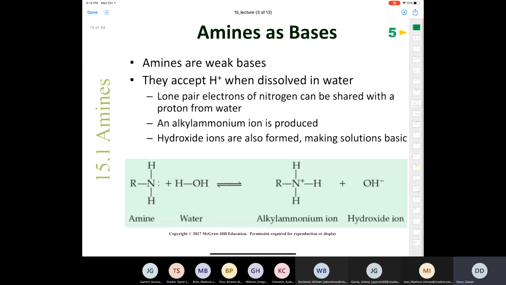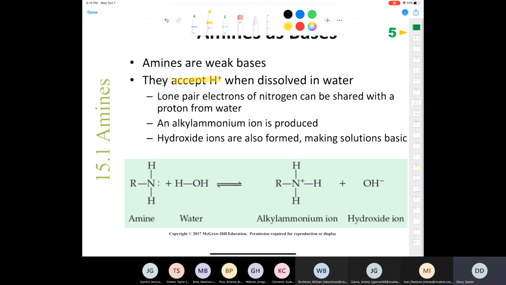Amines are also bases. We spoke about this at the very beginning of the lecture today. I said that amines are weak bases, but they are bases nonetheless. What's the definition of a base? Well, if you remember the Bronsted definition of an acid, Bronsted said an acid is something that donates H plus in solution. And he also said that a base is something that accepts H plus in solution. So bases are proton acceptors. They accept protons when dissolved in water.